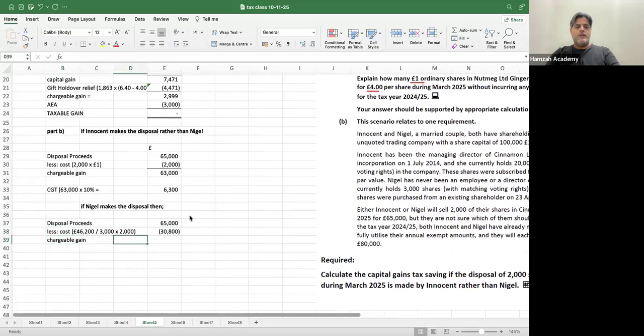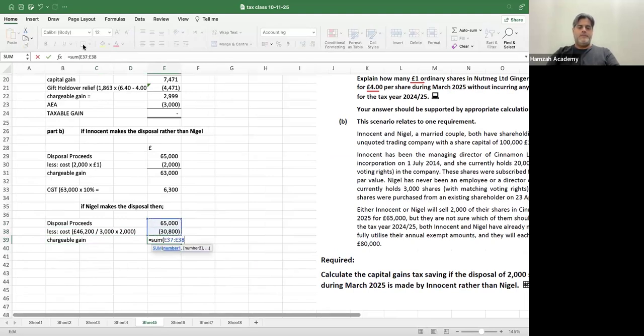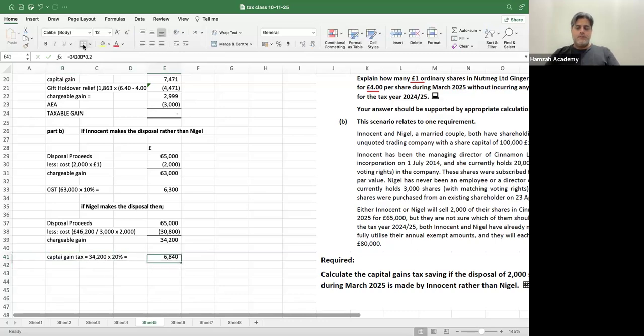So the chargeable gain is going to be 34,200. Now the capital gains tax is 34,200 into 20%. That is going to be 6,840, because he's a higher rate taxpayer, because of the 80,000 amount over here. He's a higher rate taxpayer, so 20% is what we are going to have over here.